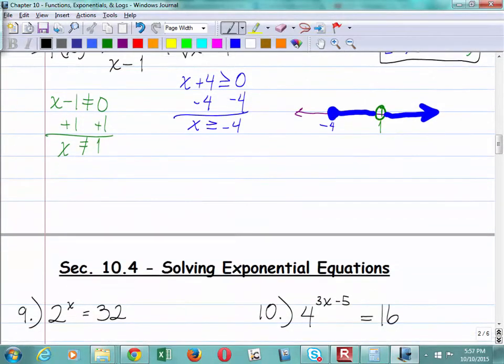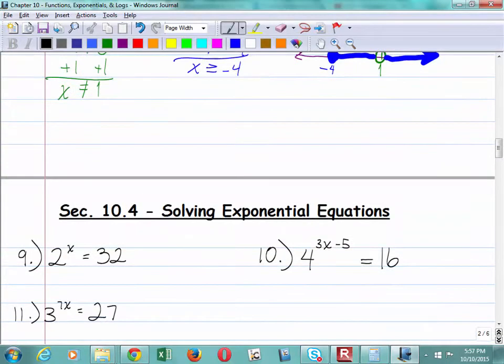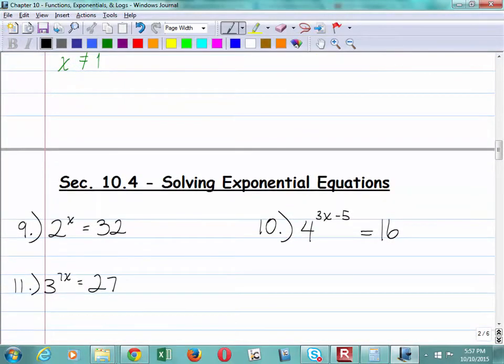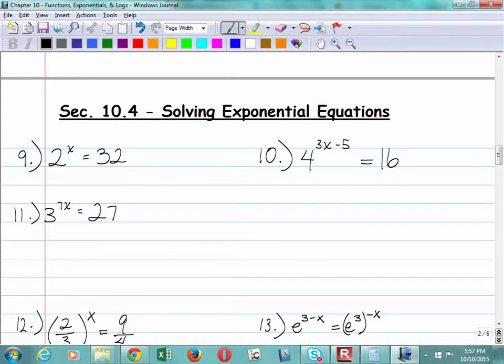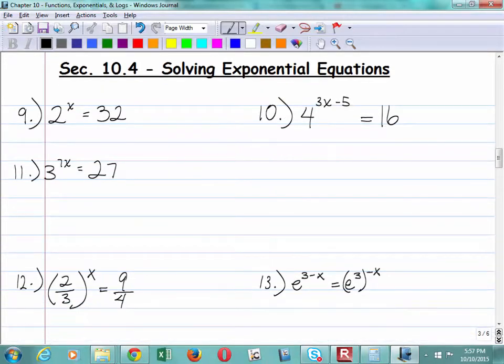Alright, so section 10.4 is about solving exponential equations. That means that we're solving equations where the variable is in the exponent. So we have 2 to the x equals 32, so we're basically just trying to figure out 2 to what power is equal to 32.